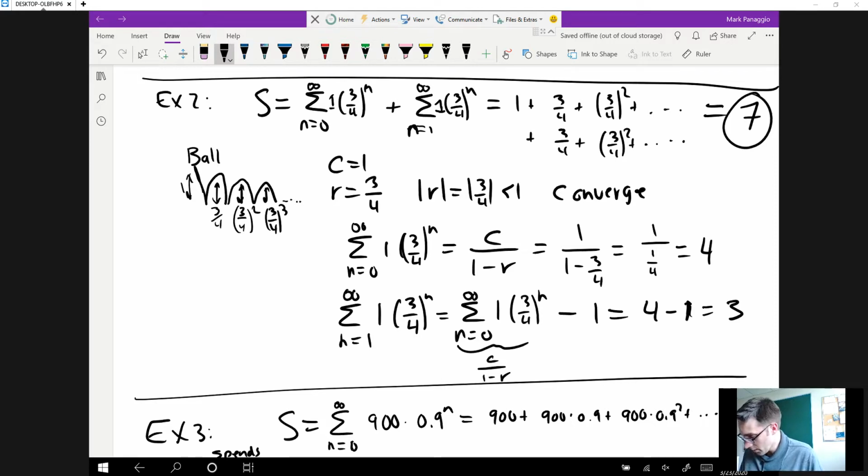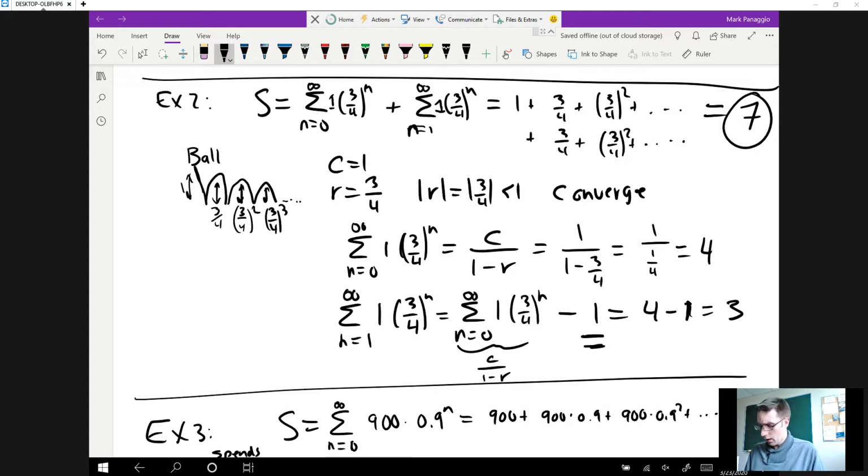All right, so very important when you're using this geometric series formula, that it only applies if the sum starts with 0. If you start at some other number, what you can do is just subtract off those extra terms from the formula. In this case, we subtracted 1 to get our answer.